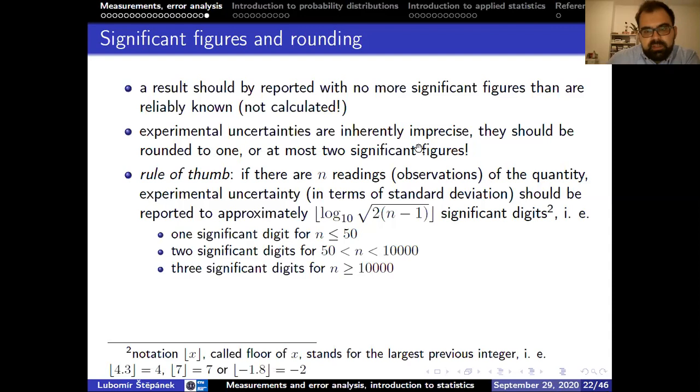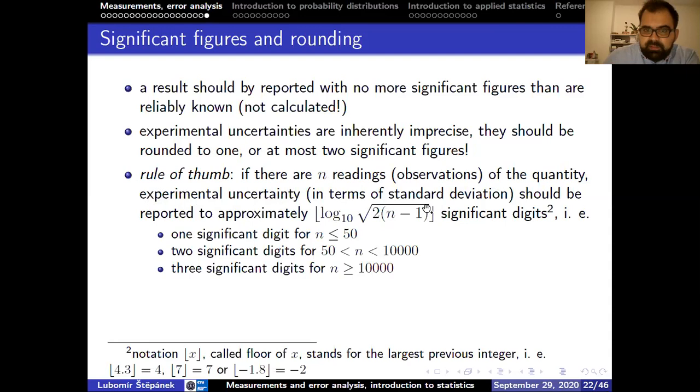And the rule of thumb for this is that if we have exact readings and observations of our quantity, then experimental uncertainty, just experimental uncertainty, should be reported to this maximum number of significant digits.